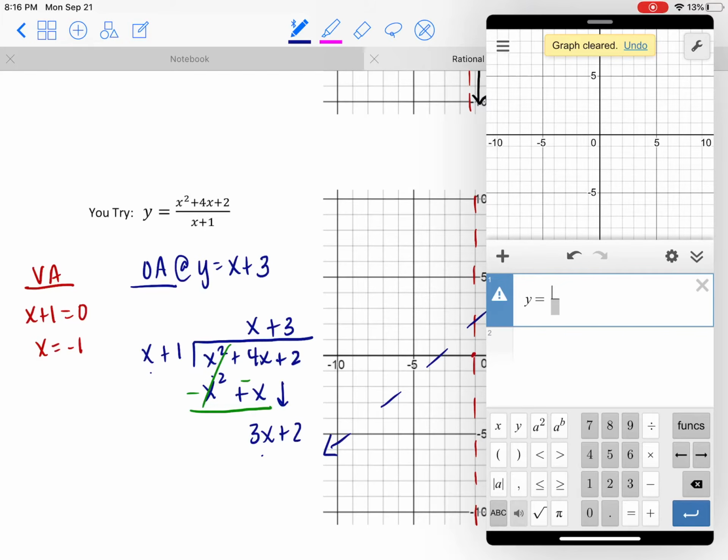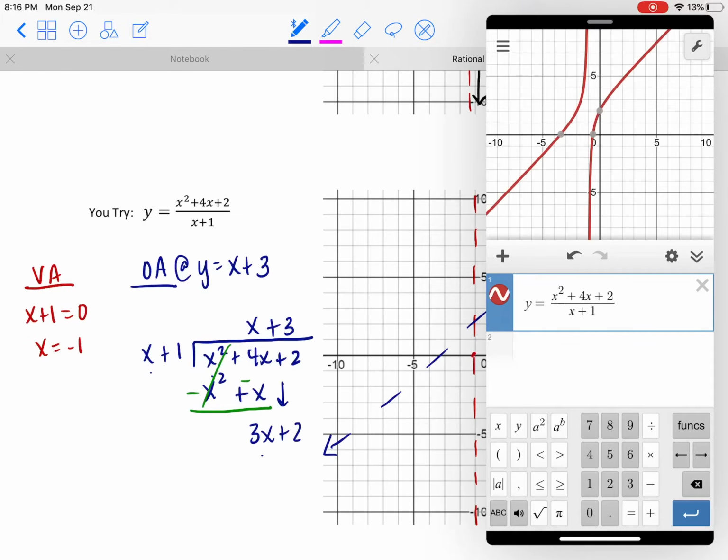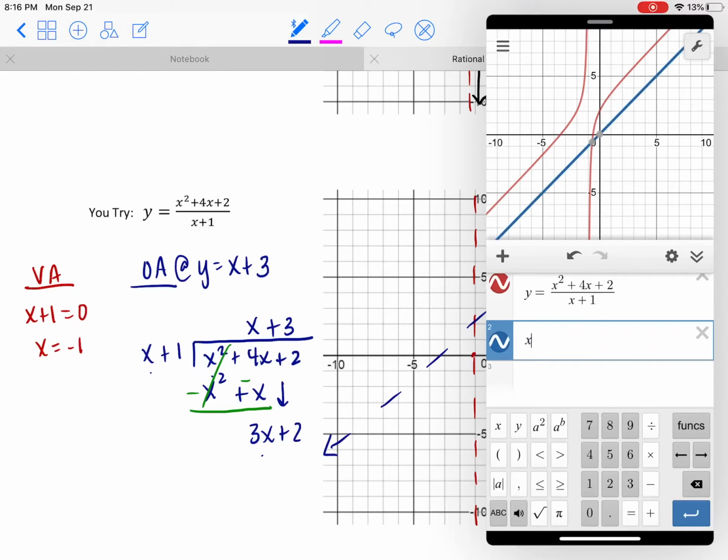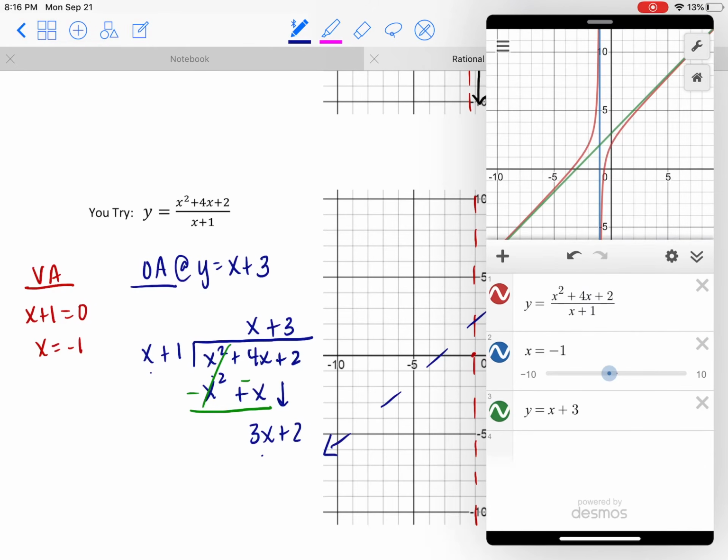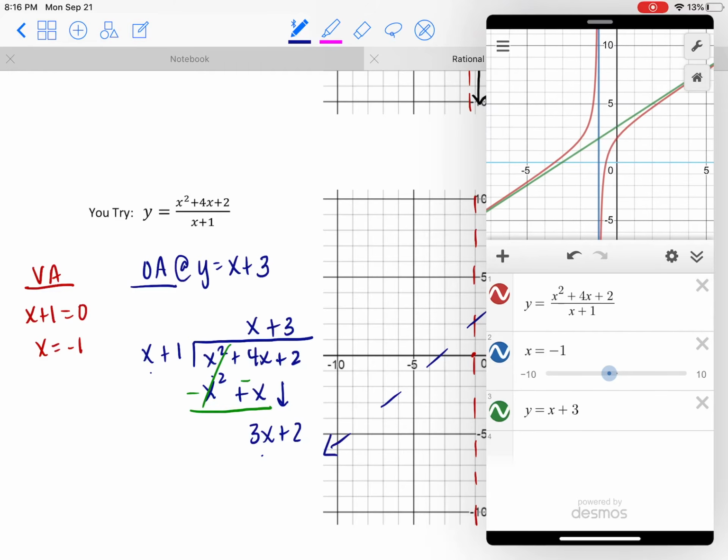So y equals x squared plus 4x plus 2 over x plus 1. And now I have these really wide branches this time. So confirm x equals -1 is our vertical. That looks good. And then confirm y equals x plus 3 is our slant. And that all looks great.